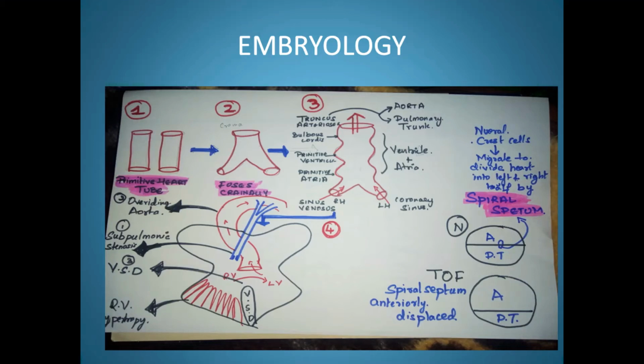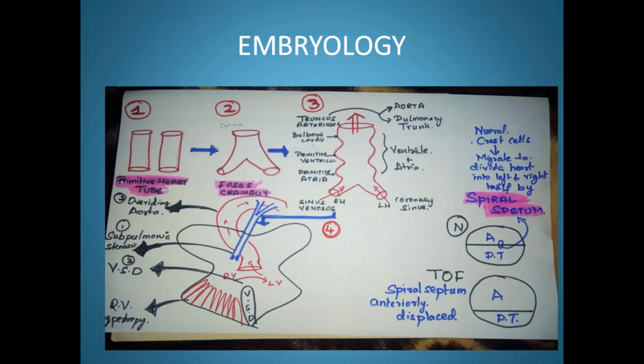Because of the subpulmonic stenosis, the right ventricle has to pump blood more forcefully against the obstruction, so there is increased pressure in the right ventricle. Due to this increased pressure, there is hypertrophy of the right ventricle. The right ventricular pressure then rises above the left ventricular pressure, so blood flows from the right ventricle to the left ventricle and into the aorta.